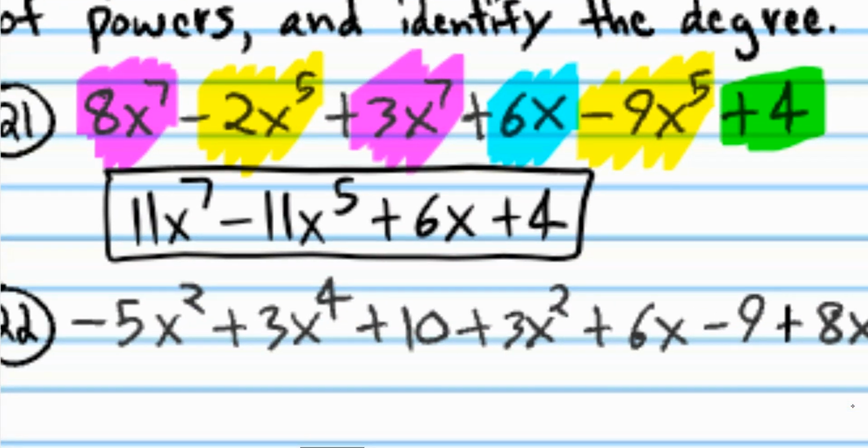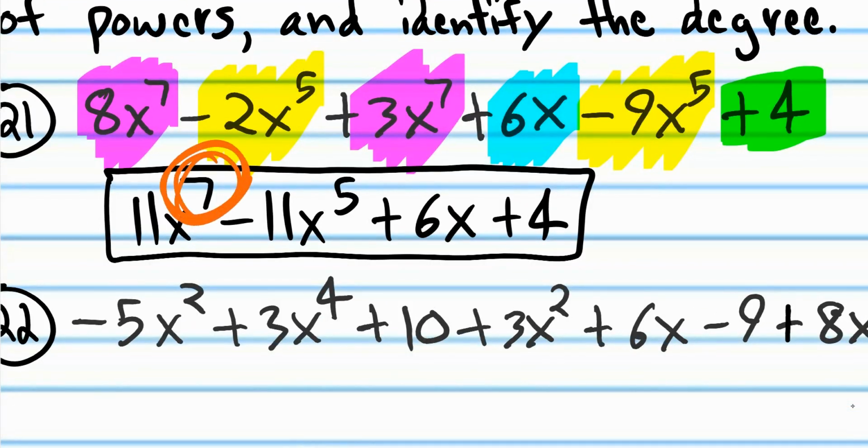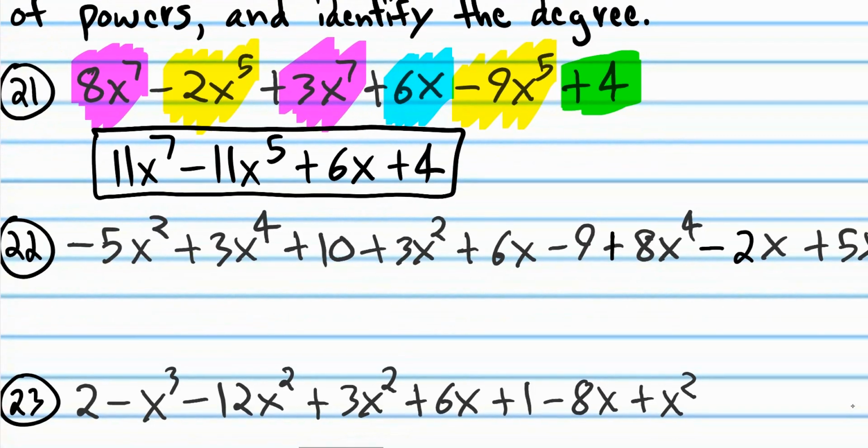The highest exponent is this 7 here. So we can just write d is equal to 7, and make sure you write a comma there to separate your answers.